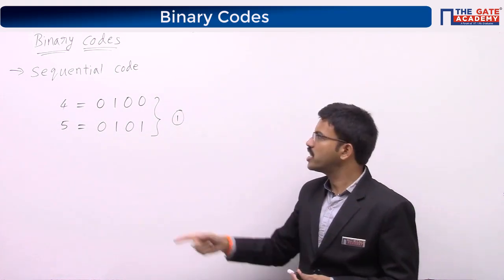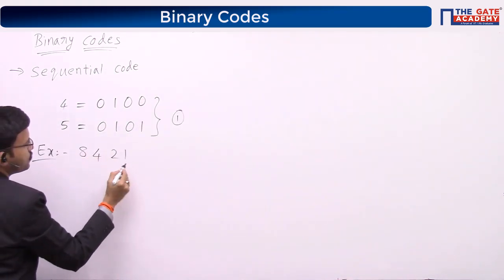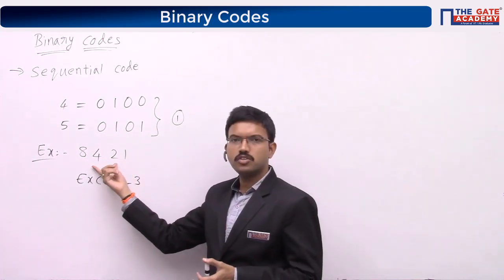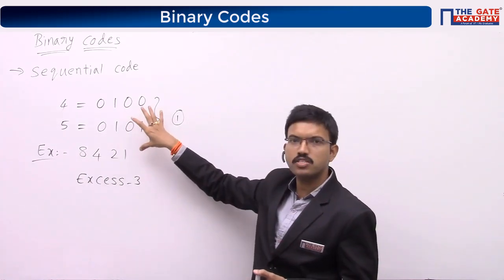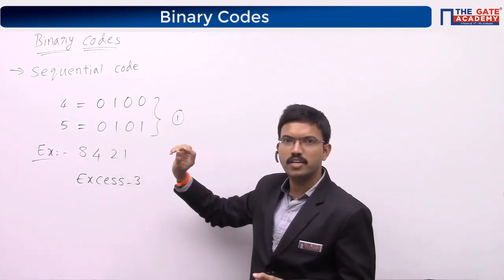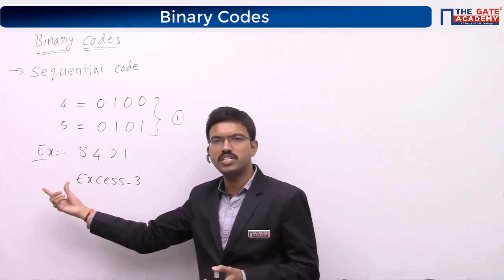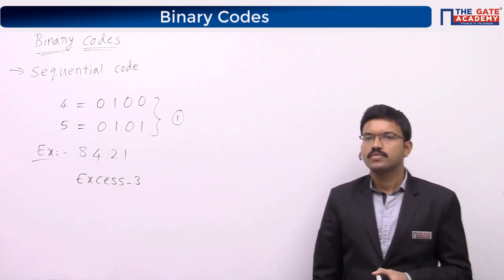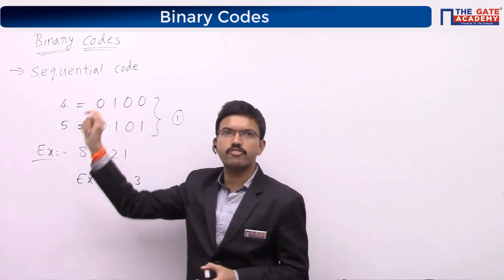So you can write down examples: 8421 and XS3 code. Here the 8421 code we have represented for decimal digits. If you consider any two successive codes, the difference will be 1. Similarly in XS3 code, we have represented decimal digits. You can consider any two successive codes, the difference will be 1. If the difference is 1, then we can call that binary code a sequential code.